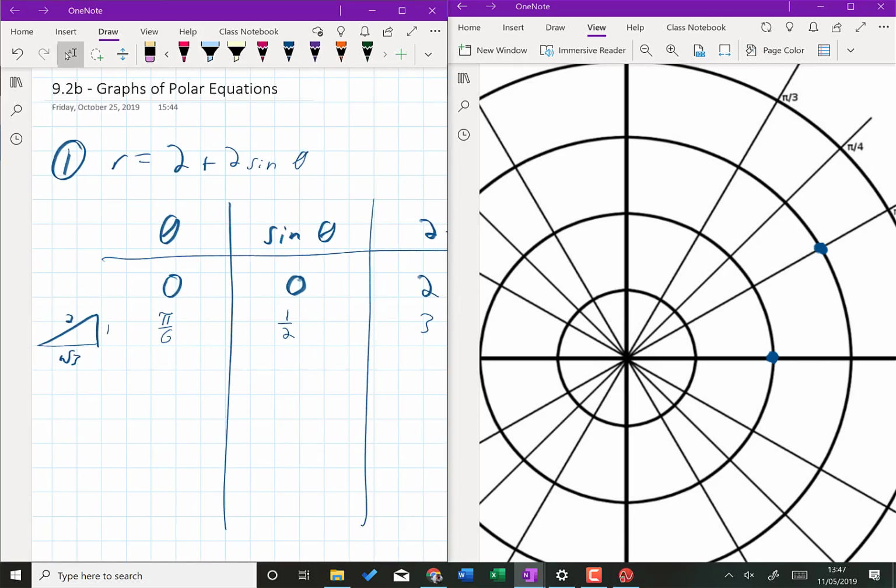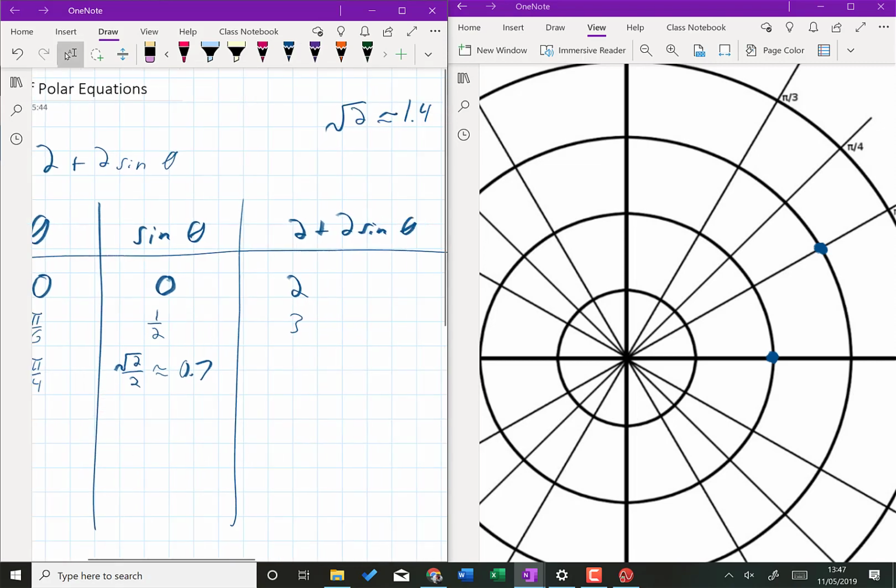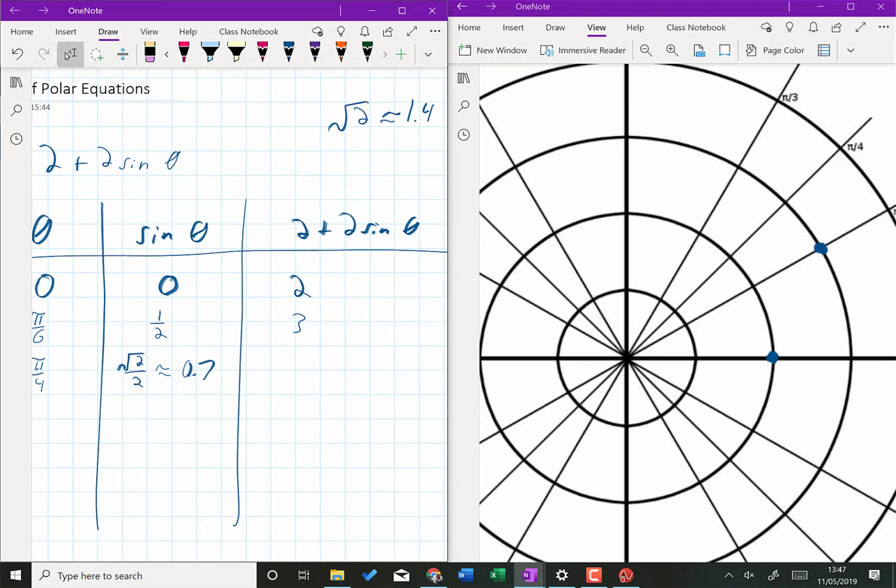Next is pi over 4. The sine of pi over 4 we're going to write down as root 2 over 2. And then we're going to approximate that. Half of 1.4 is 0.7. Actually, I may not need to do that because I'm immediately going to do 2 plus 2 times that again. So that's 2 plus 1.4, or 3.4. Where is 3.4? A little bit under 3.5. So we'll put a dot here and then continue.